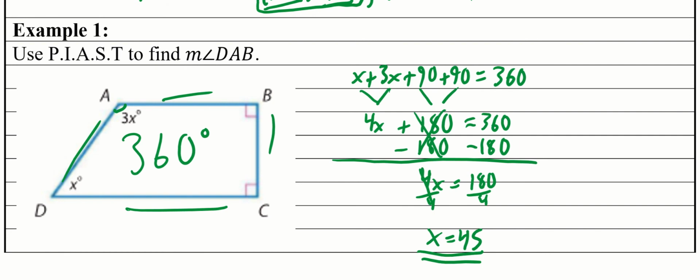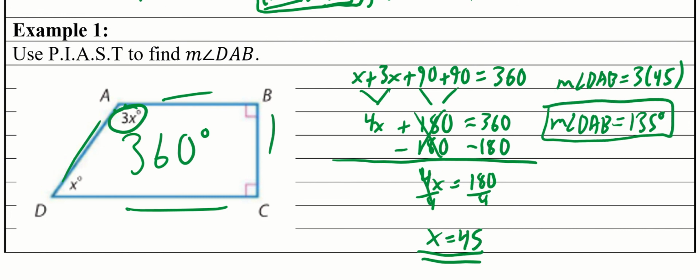So what do I need to do now? Well, we noticed DAB is right here, and we were told it's 3x. So all I need to do is plug that back in. So measure of angle DAB equals 3 times x, or in other words, 3 times 45. So for the final answer, I'm going to get 3 times 45. We could do that in our heads or in a calculator, but that's going to give me 135 degrees.